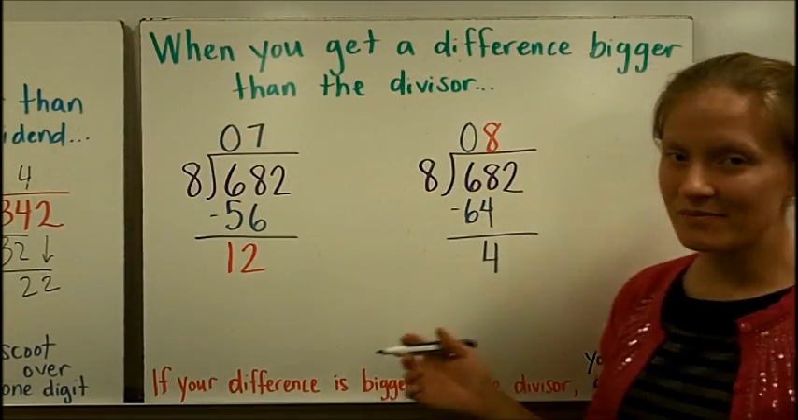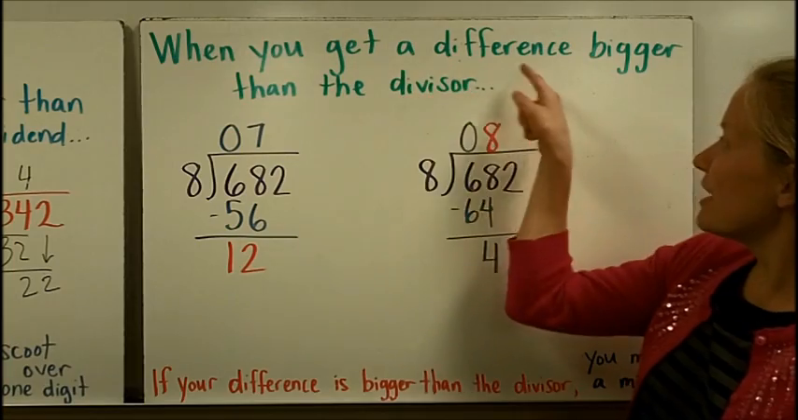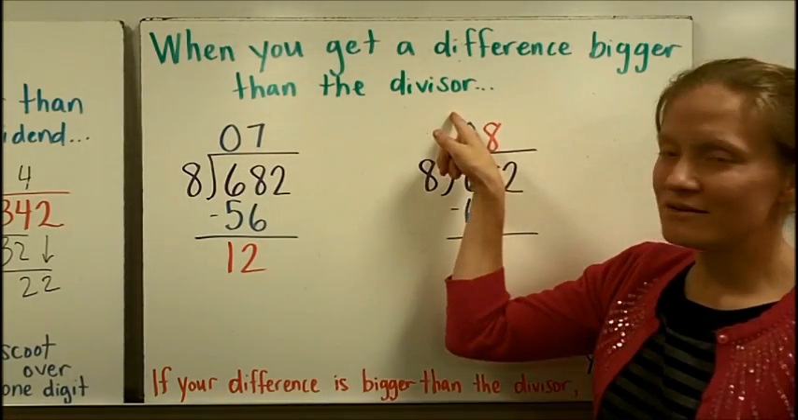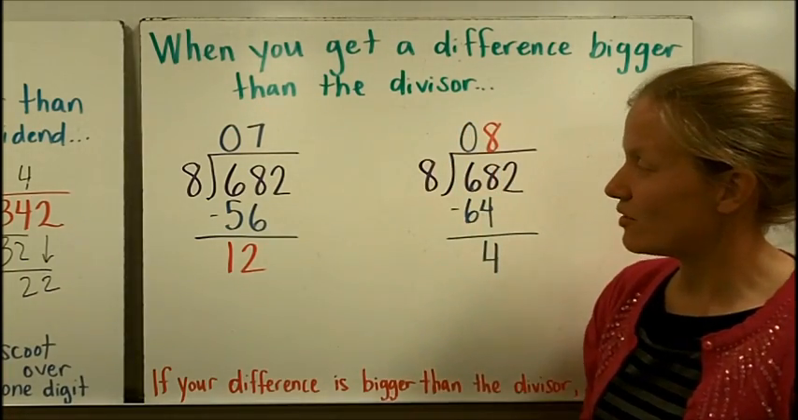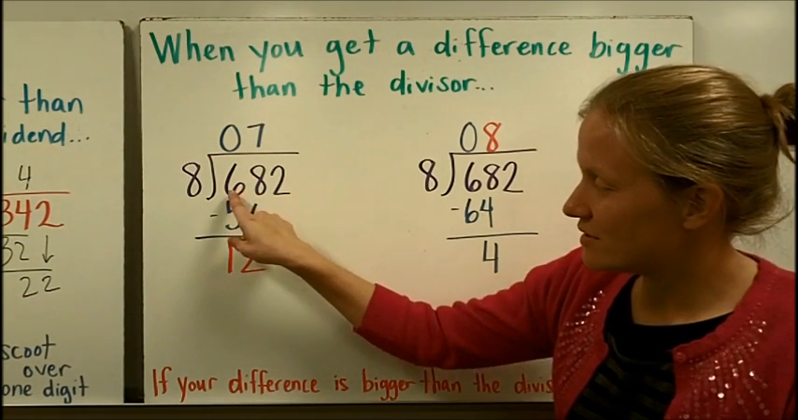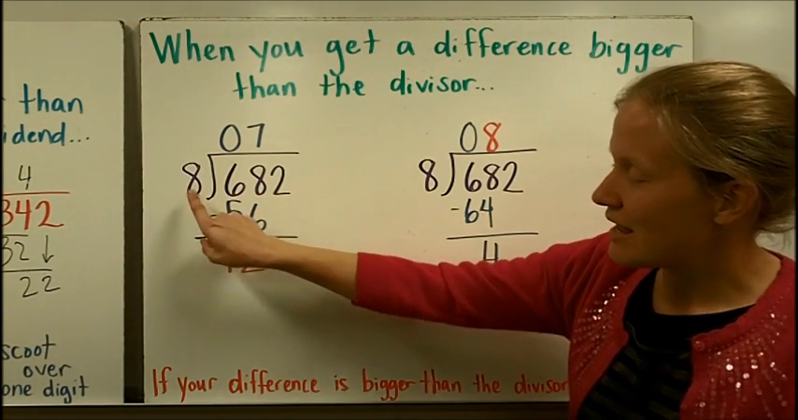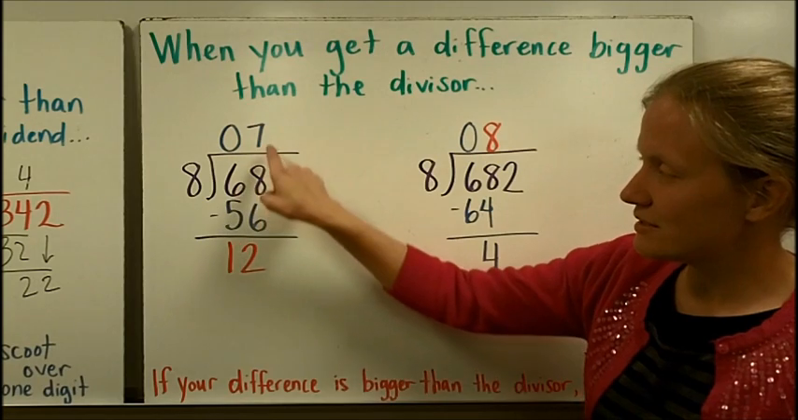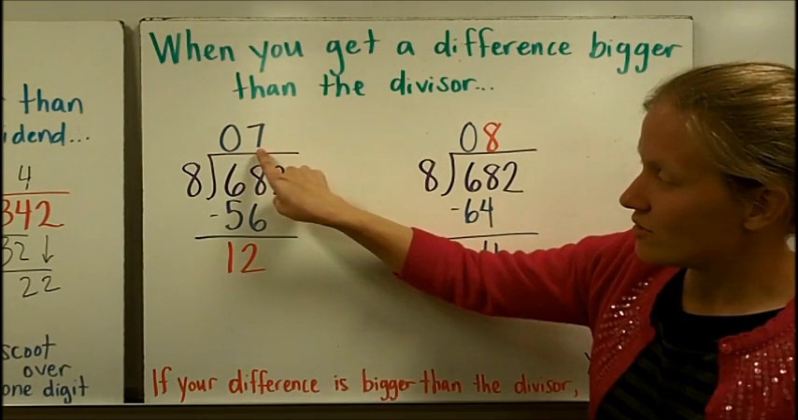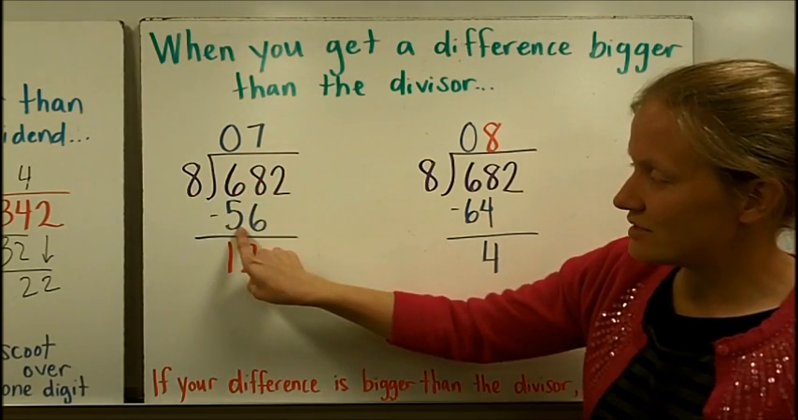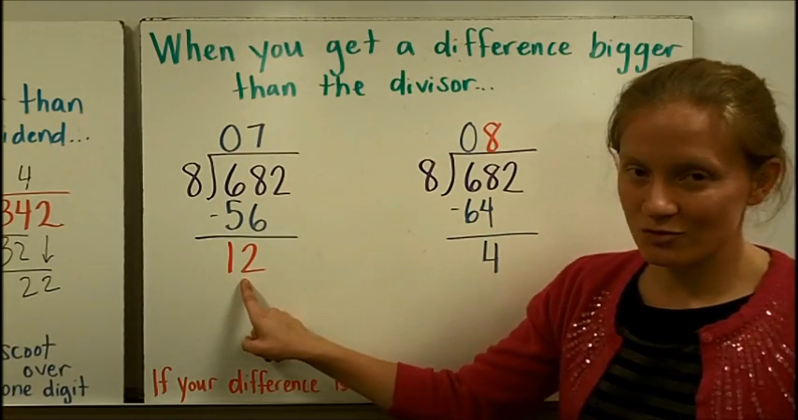The next case, something that you might run into, is when you get a difference bigger than the divisor. So let's look at an example. This person was doing 682 divided by 8, and they said that 8 can go into 68 7 times. Then they multiplied 7 times 8 is 56 and got a difference of 12.